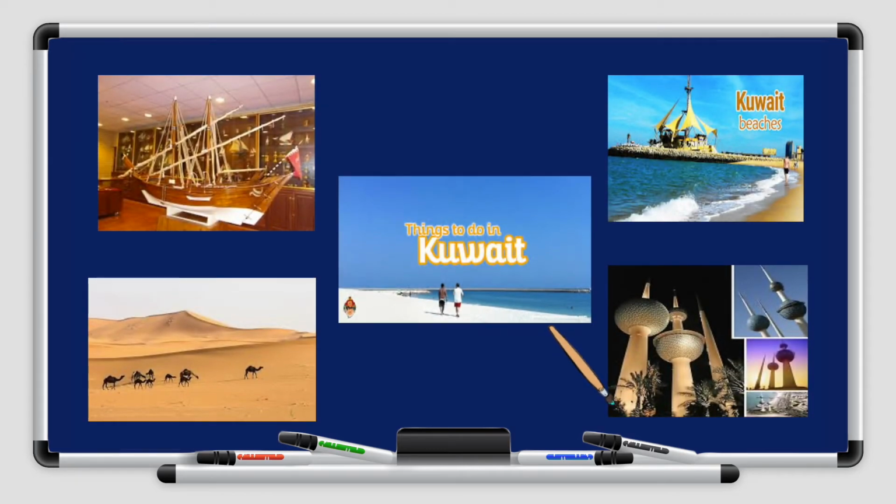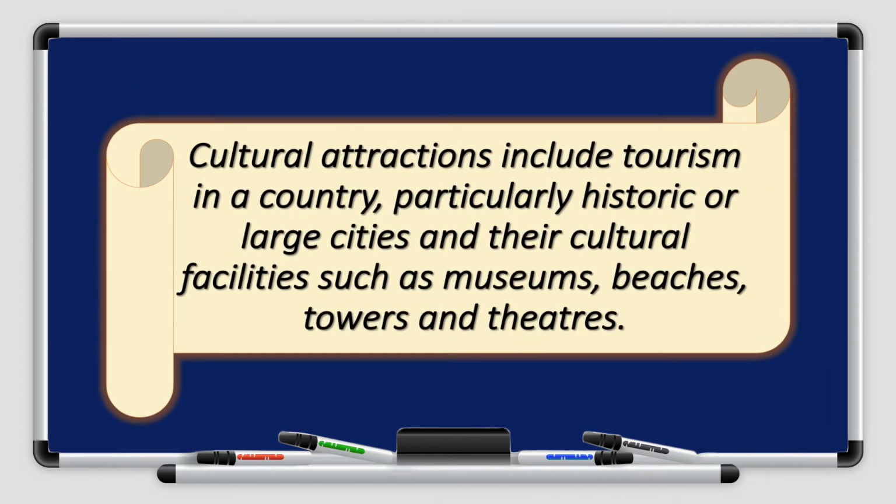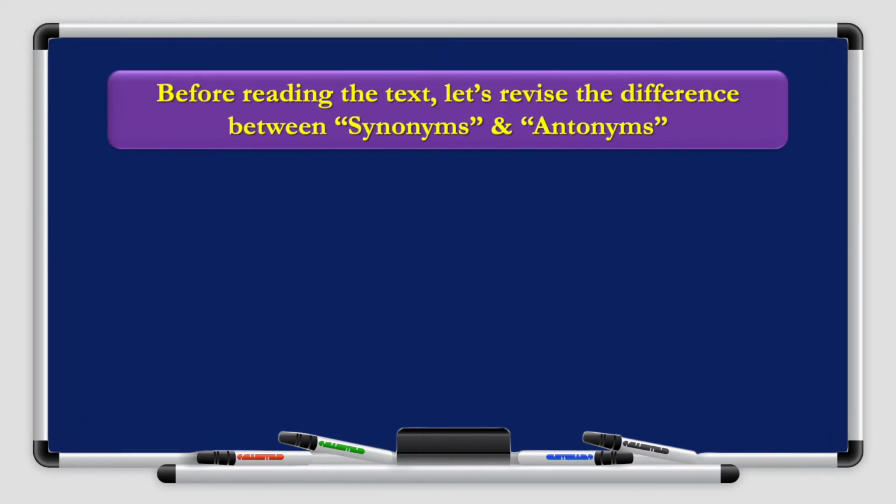We can see marina waves, we can see Kuwait towers, we can see dhows or booms in museums, we can see the camels in the deserts, and we can see a couple of people walking on the beach. Cultural attractions include tourism in a country, particularly historic or large cities and their cultural facilities, such as museums, beaches, towers, and theaters.